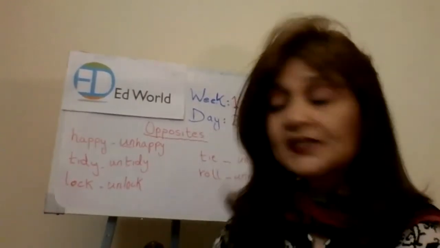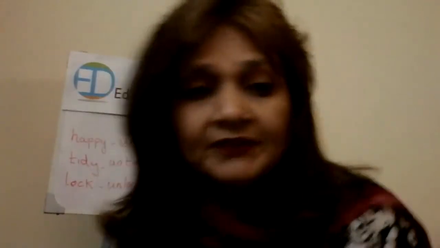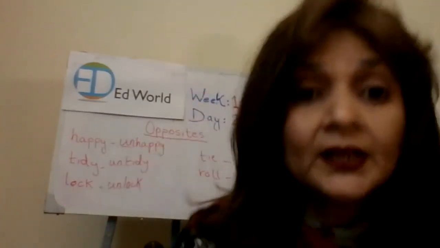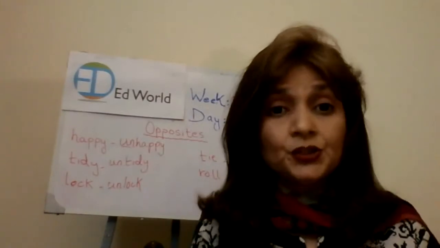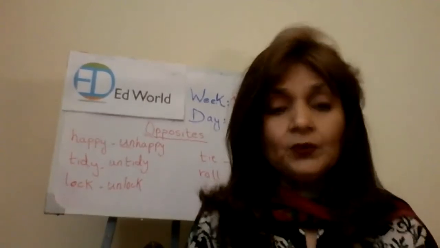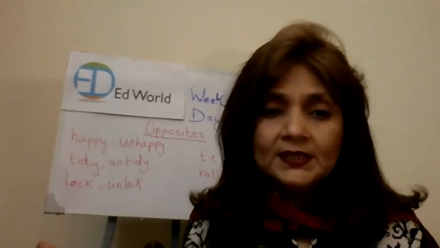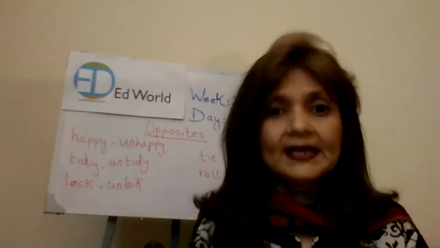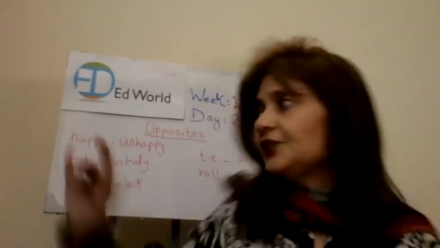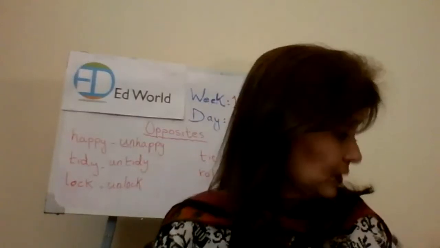So these are also opposites, but if you write the opposite of happy as sad, that is also correct. But here, our main task was to write the opposite with un. The opposites using un: unhappy, untidy, unroll, like that. But if you are asked to write the opposite using un, then you have to write it like this, okay? So this was the first task that you were supposed to learn today.